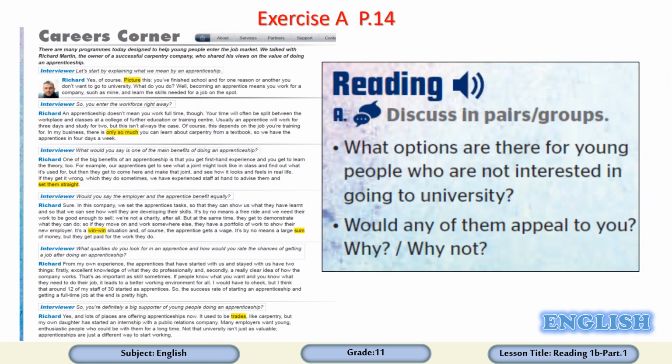Let's now look at the second question of task 1. Would any of them appeal to you? Why or why not? Stop the video and think about the options we have seen and tell if any of these options appeals or does not appeal to you and give your reasons for that.